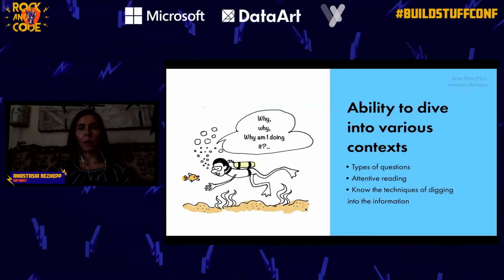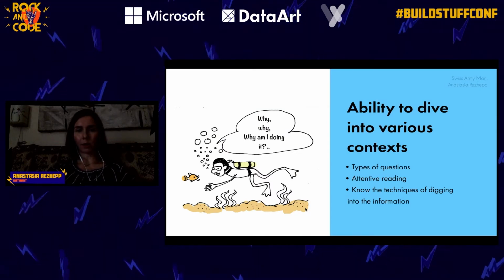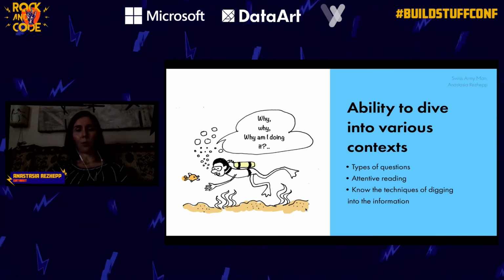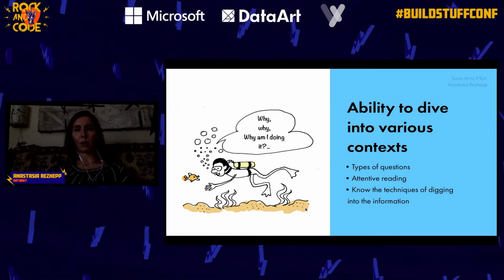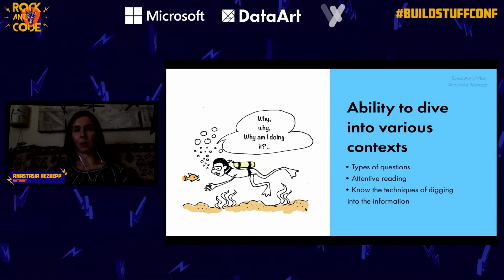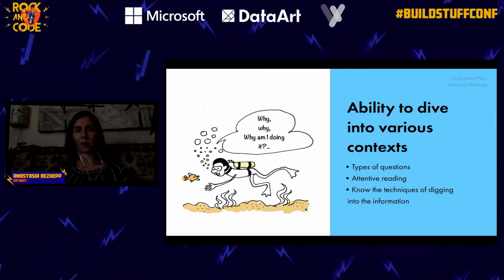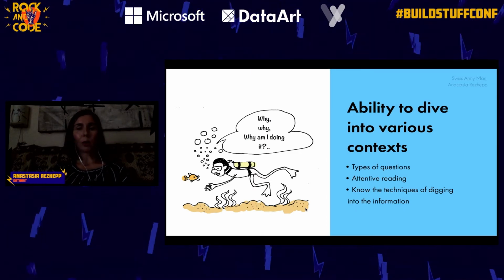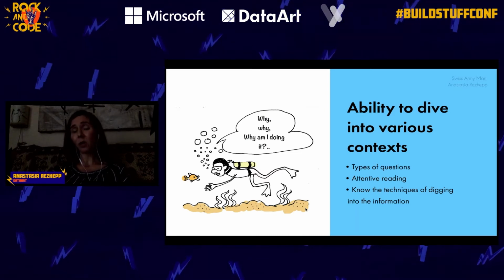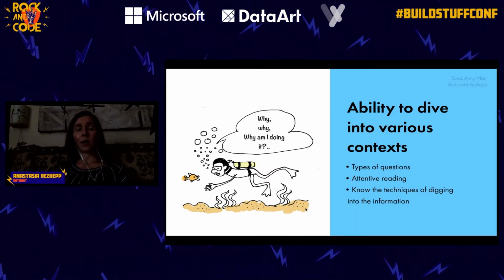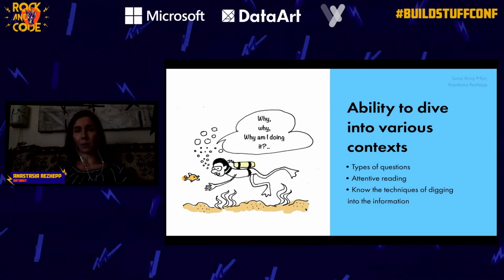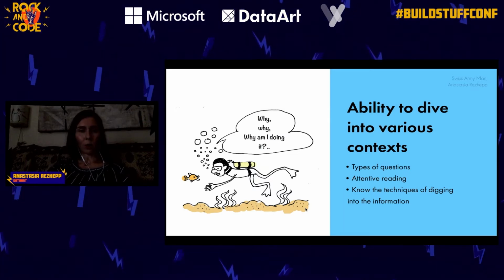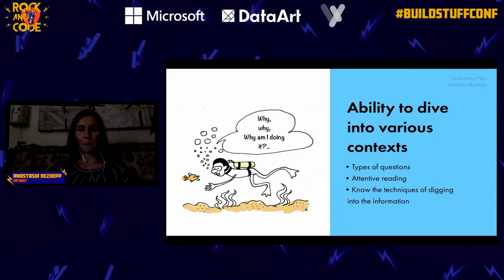Okay, the next thing is about context. Here you just have to know how to ask questions and how to get more information than what is there on the surface. It's useful to know how to ask questions, not to be shy about asking, and to know some techniques to dig deeper into the new information or context that might be there.